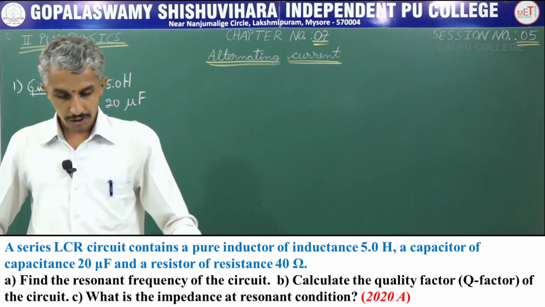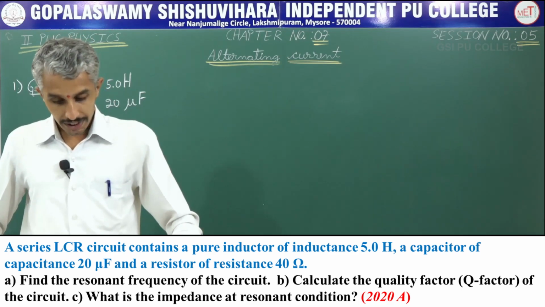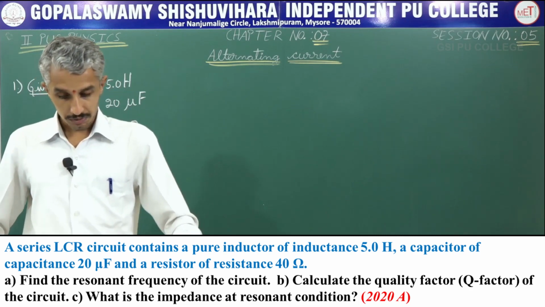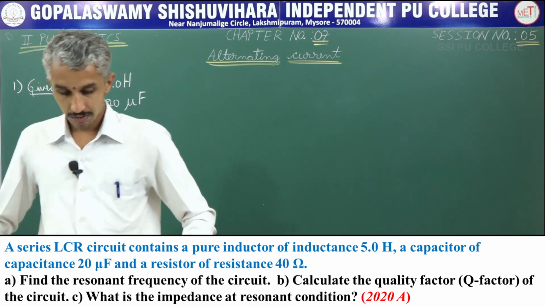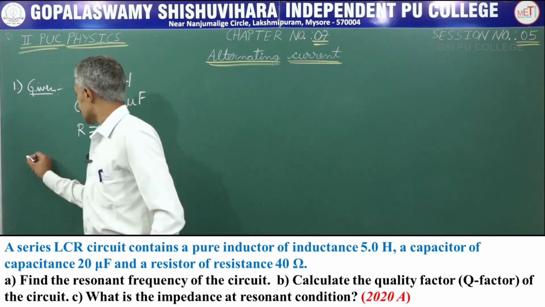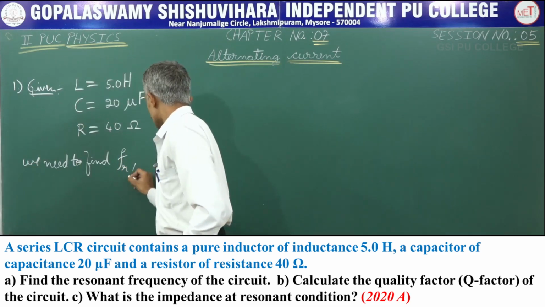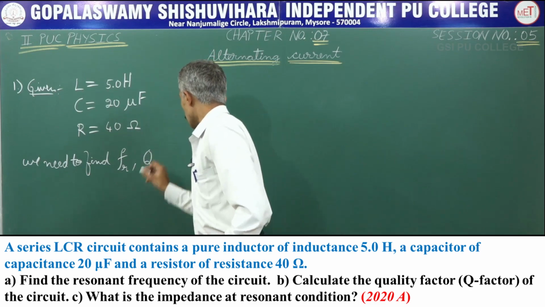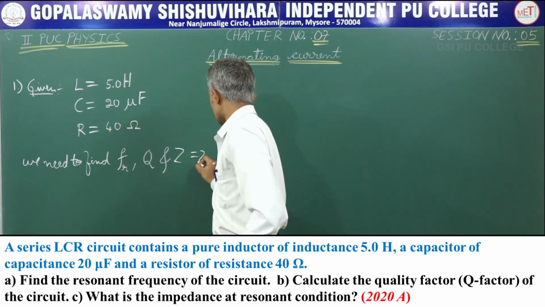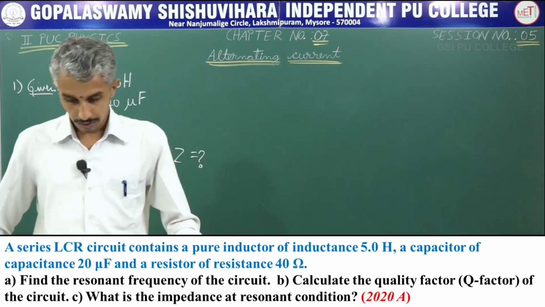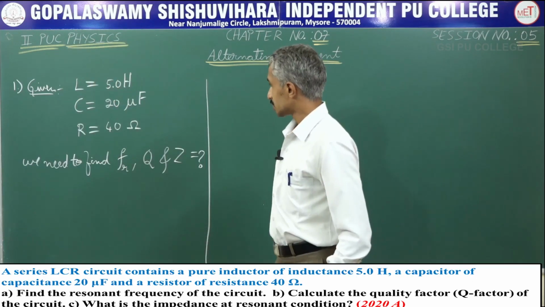Find the resonant frequency of the circuit, the second part of the question. Calculate the quality factor of the circuit, and finally, what is the impedance at resonant condition? So what are we supposed to find in this numerical? We need to find the resonant frequency, quality factor Q, and the impedance in the circuit, the impedance at resonant condition. So let us start to solve this numerical.